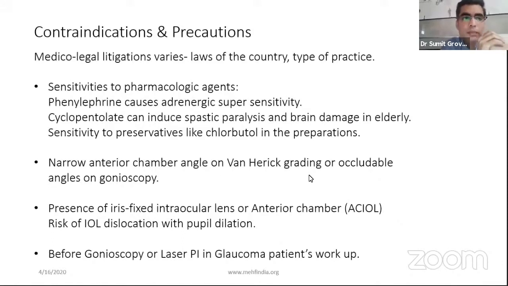We should be careful, like with any other oral or topical drug, they can also have allergic reactions: phenylephrine, cyclopentolate, and sensitivity to preservatives like chlorobutanol. If you see the vial of tropicamide or phenylephrine or any other dilator or cycloplegic drug, you will find a chlorobutanol preservative. It is very notorious to induce allergic reaction in patients.